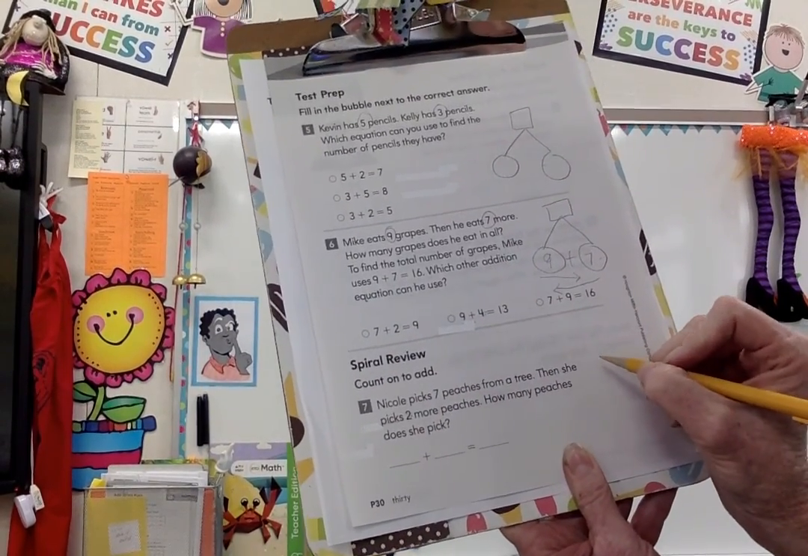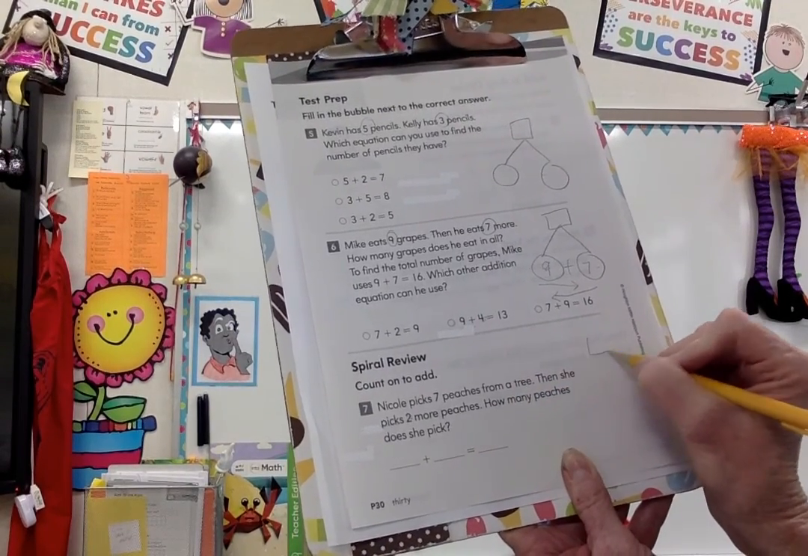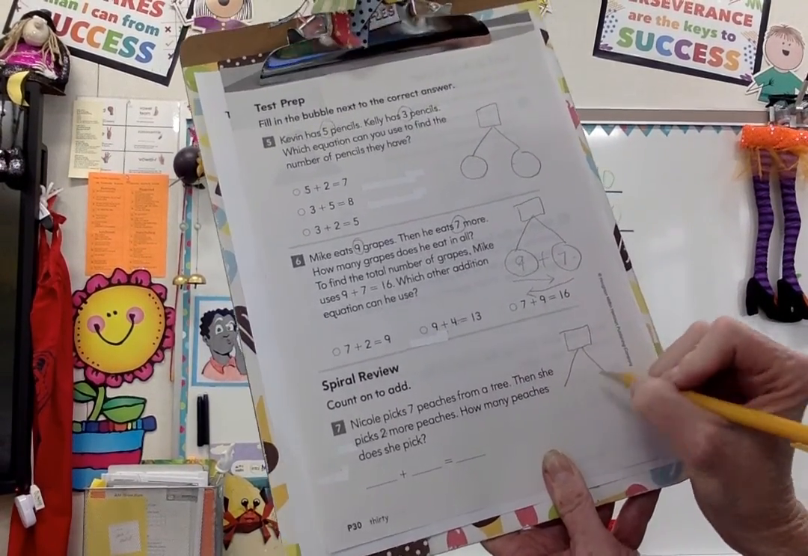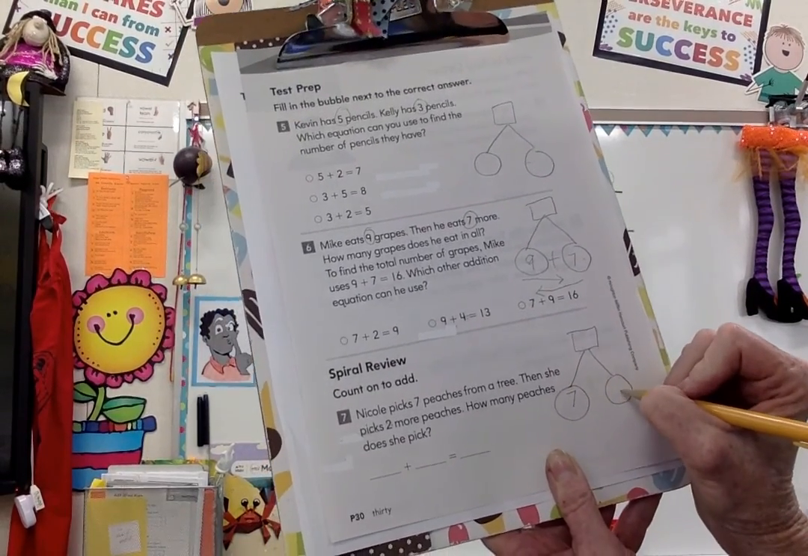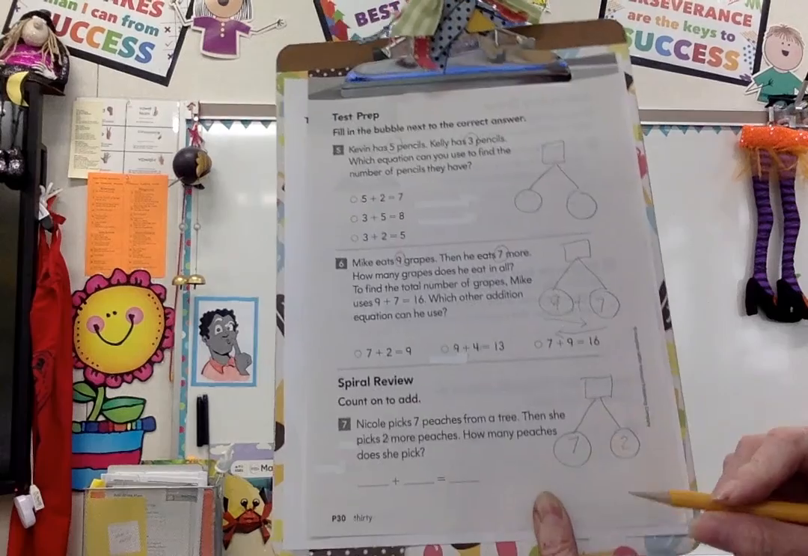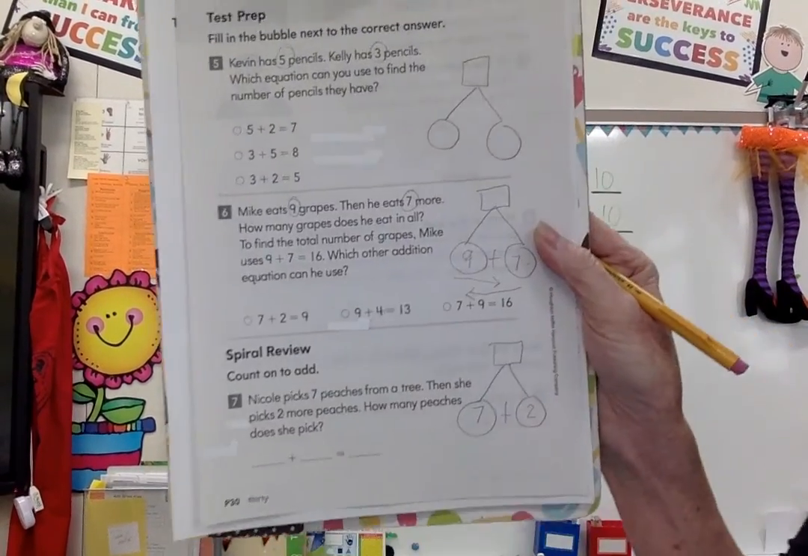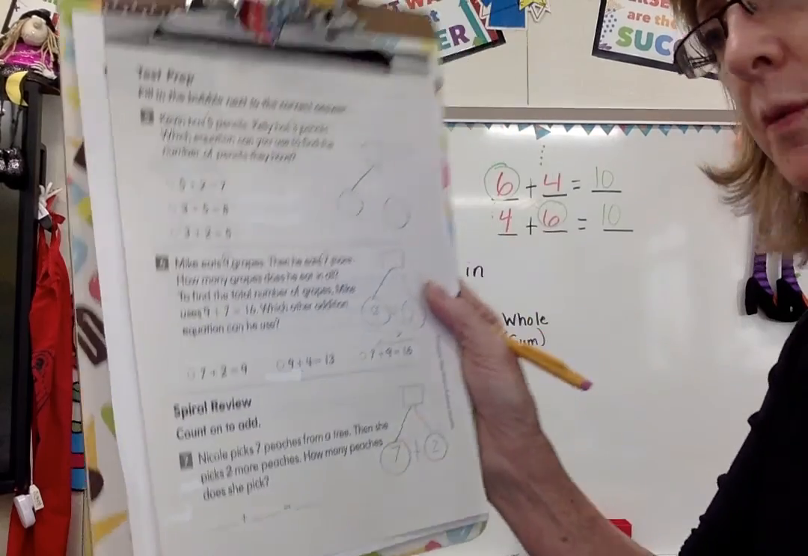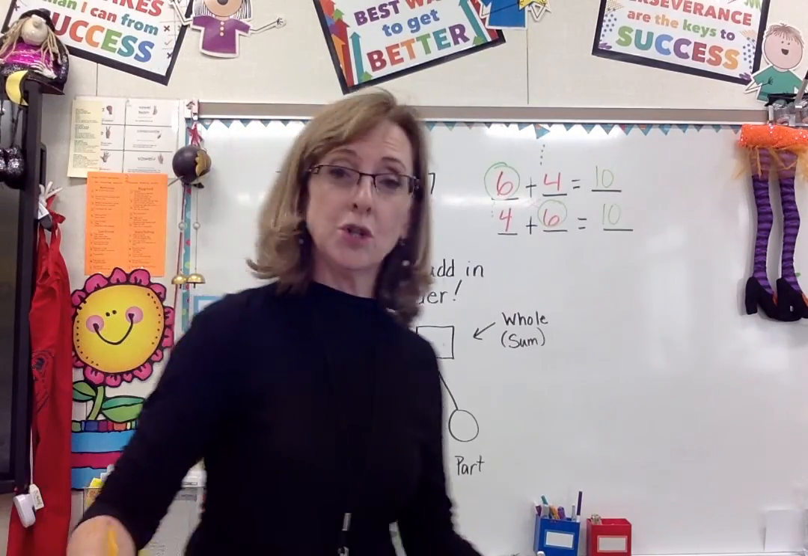Nicole picks 7 peaches from the tree. Then she picks 2 more. What equation could you write here? Okay? All right? I want you to be thinking about that. We just need to exercise our math brain to be doing that.